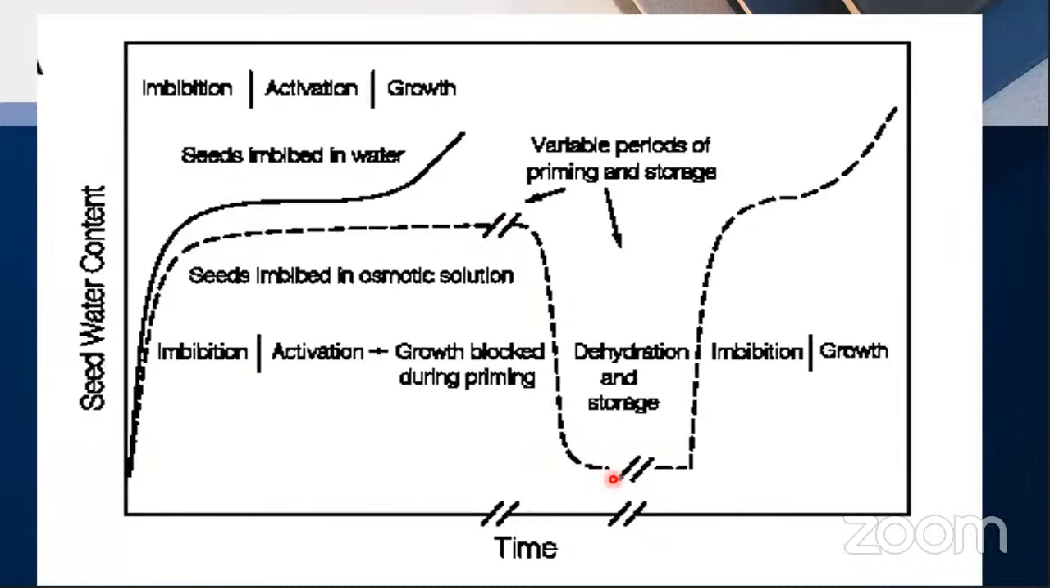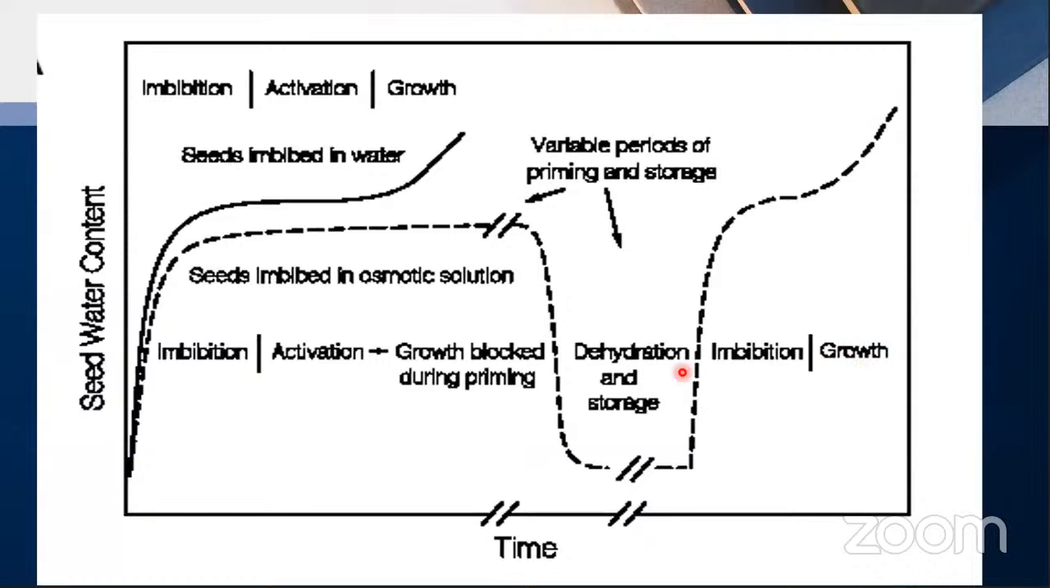Now, what is the effect? When you sow such seeds in your soil, they will just jump from phase 1 to phase 3. They will not retrace the activation phase. There is no activation phase here, only imbibition and then directly radical protrusion, because all the biochemical activities have been completed during the process of priming. And it goes directly to the radical protrusion phase.